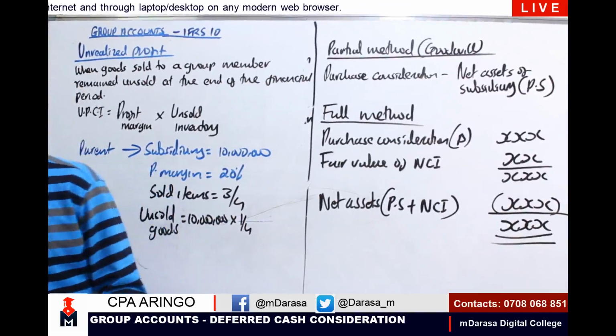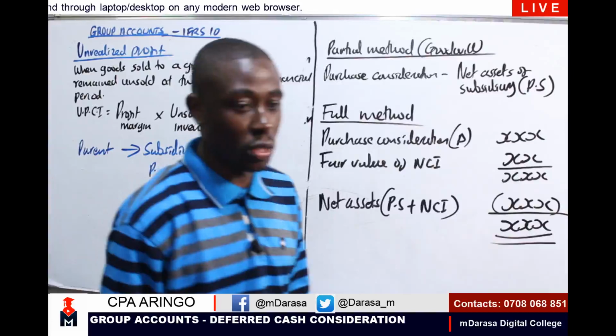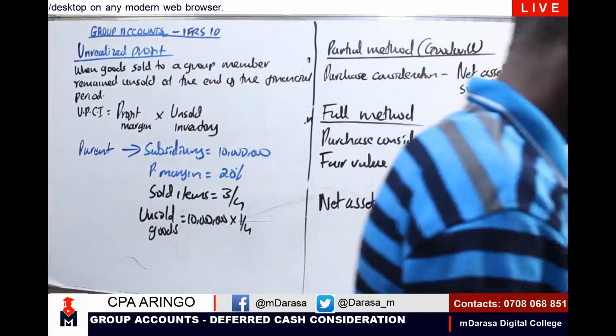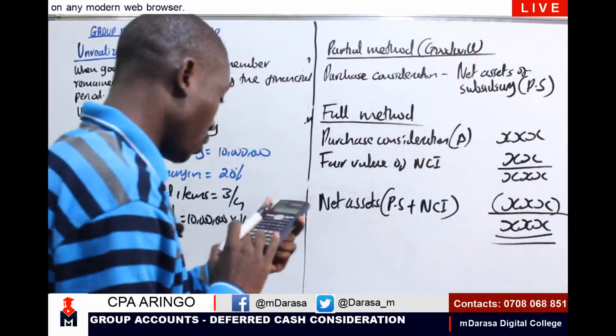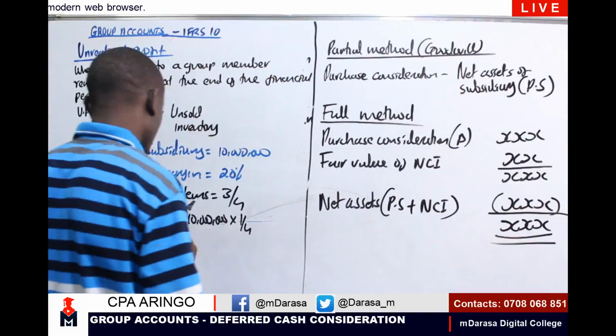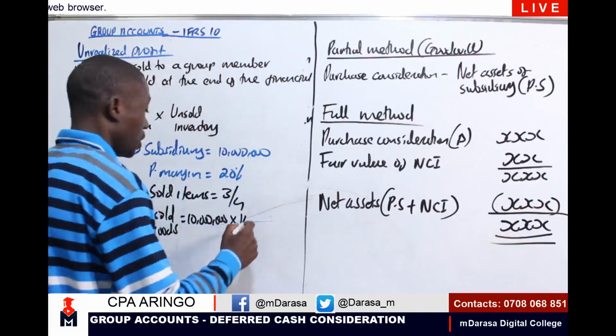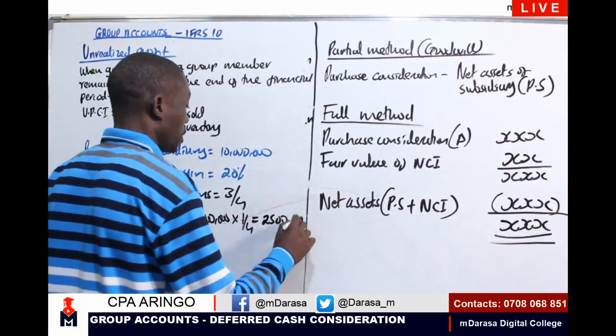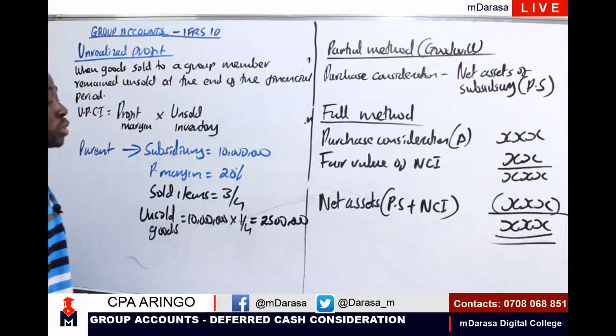Is it 250,000? I'm having, of course, a quarter times 10 million, of course. That should give us 2.5 million. This should give us 2.5 million. So this 2.5 million is what is in the inventory.